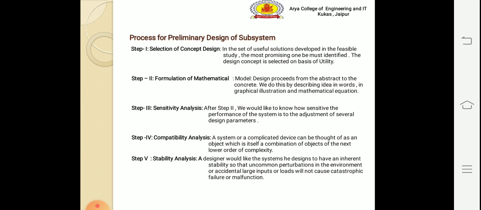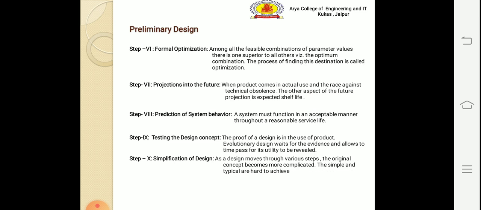Step third, sensitivity analysis. After step second, we would like to know how sensitive the performance of the system is to the adjustment of several design parameters. Step 4, compatibility analysis. A system or a complicated device can be thought of as an object, which is itself a combination of objects of the next lower order of complexity. Step 5, stability analysis. A designer would like the system he designed to have an inherent stability, so that uncommon perturbation in the environment or accidental large inputs or loads will not cause catastrophic failure or malfunction.